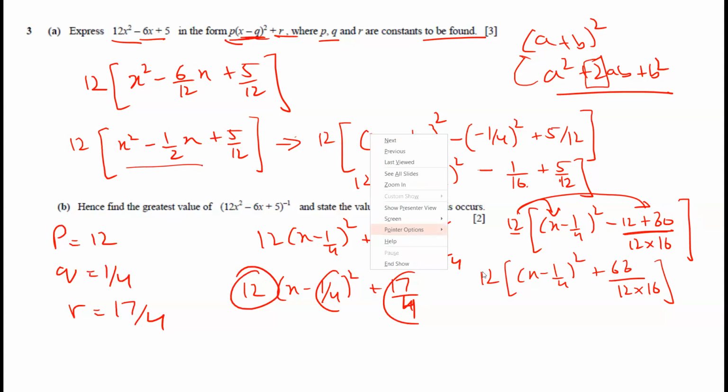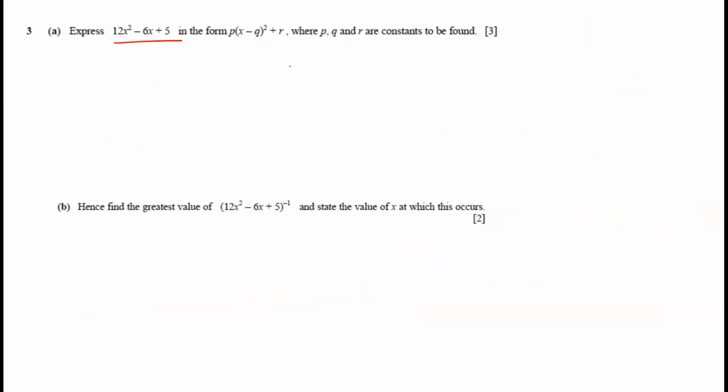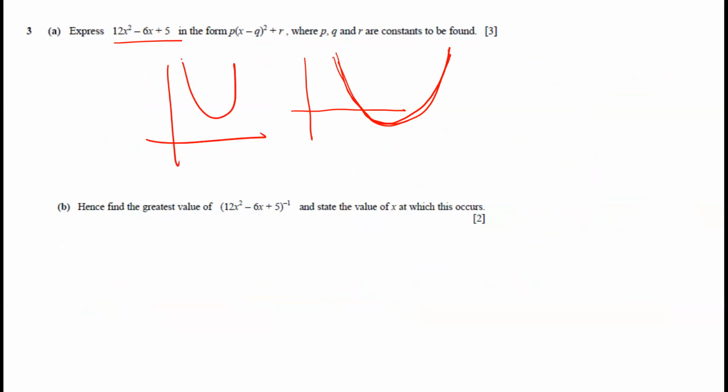Now for the second question. 12x² − 6x + 5 would be a graph something like this. It would be a graph having this U shape, or it can be like this as well. But one thing for sure, it will be a U-shaped graph, because over here x² is positive. So y equals x² is like this. So we add, so p(x − q)².